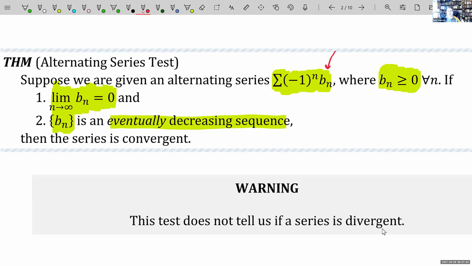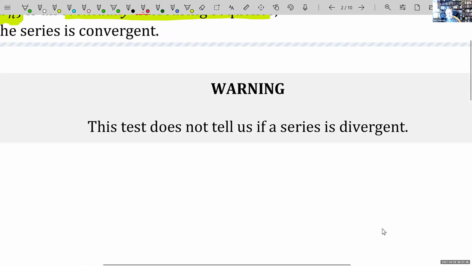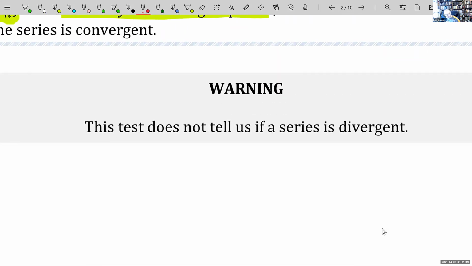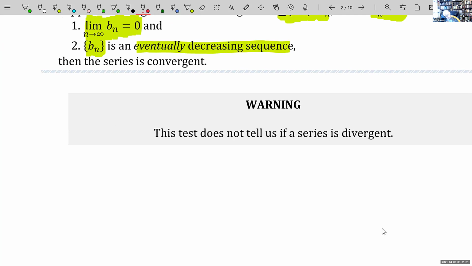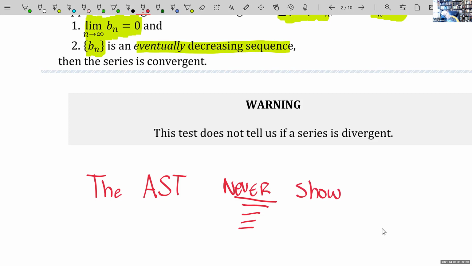However, a lot of students also think they can use it to showcase something diverges. This is the one test that will not showcase divergence. So again, warning, this test will not showcase divergence. The alternating series test never, ever shows divergence. You have to use a different test to show divergence.